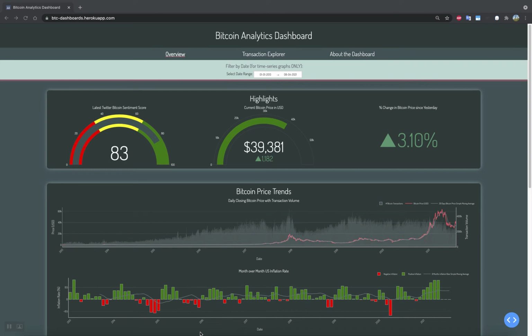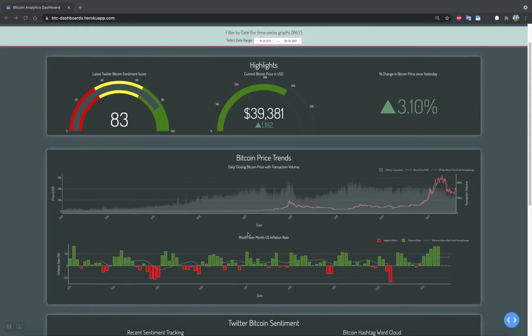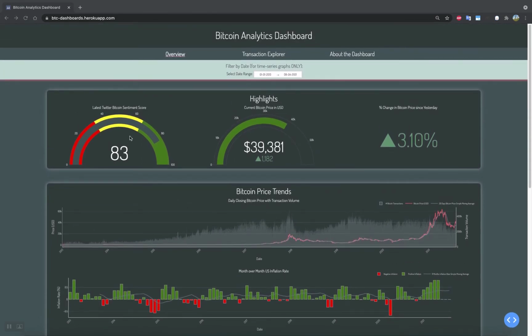This is our Bitcoin analytics dashboard for class 209 for the summer of 2021. First, starting off at the top here, we have our overall filter that will filter the Bitcoin price trends and month-over-month inflation rate.